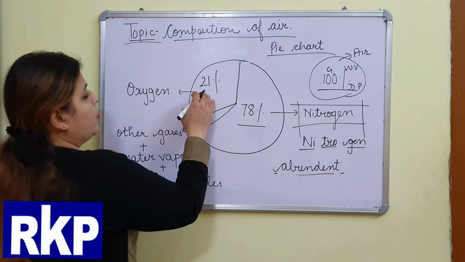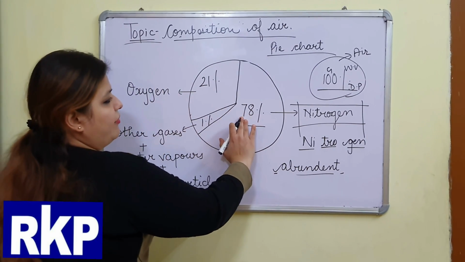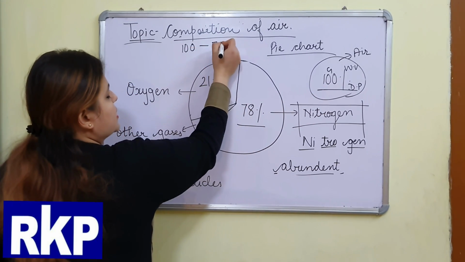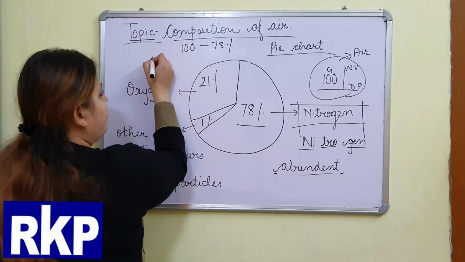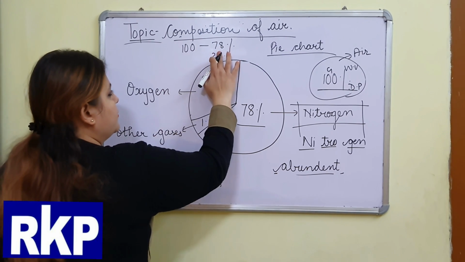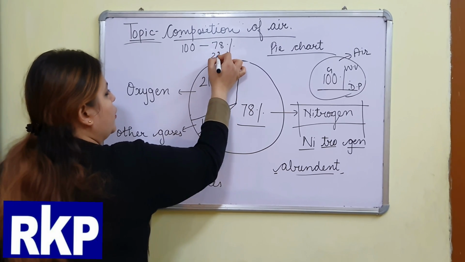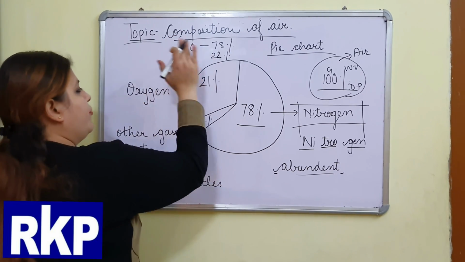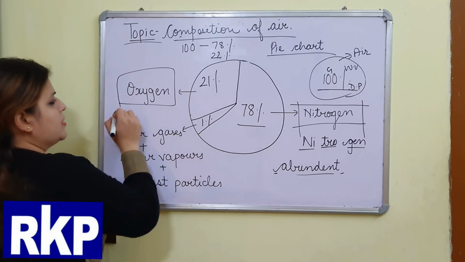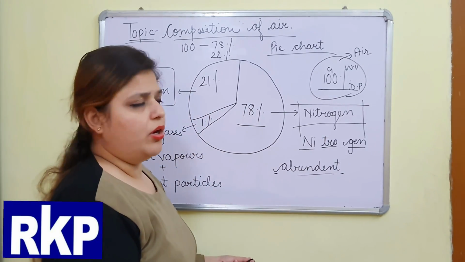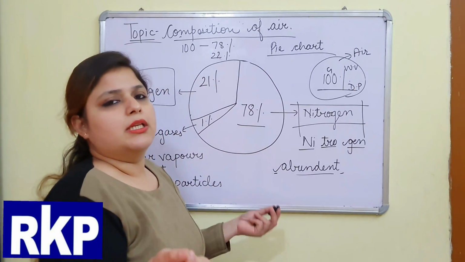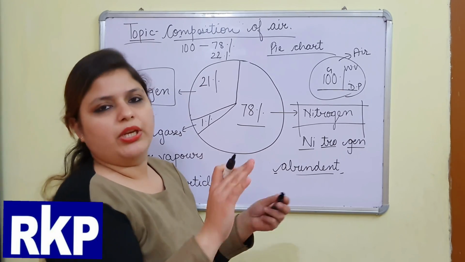Next will come 21%. Now we have done out of 100, 78% is nitrogen. How much is left? 22% is left. Out of this, 21% is which gas? Oxygen. What is oxygen? You have done a lot about oxygen. Oxygen is needed by every living organism to survive. Without oxygen, we cannot live.